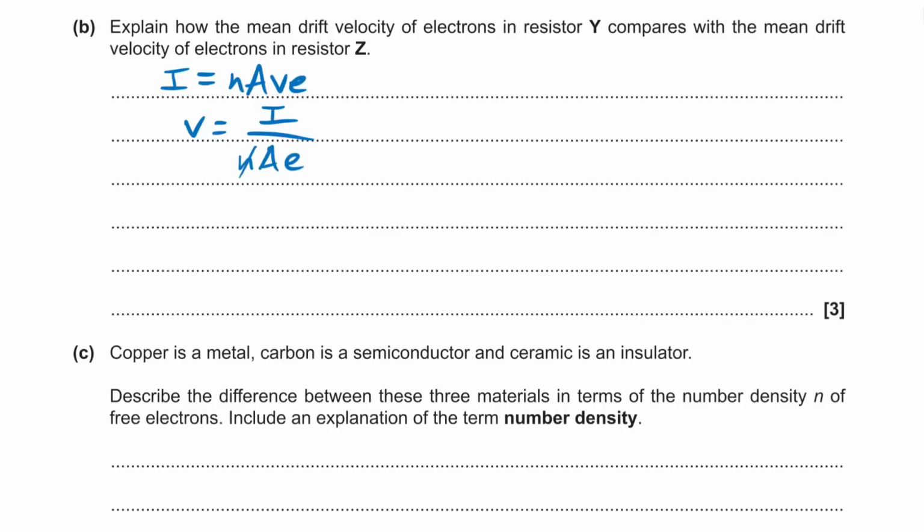n is the same, A is the same because, of course, they're the same resistor, and, of course, the charge of the electron is the same as well. Therefore, we can say that v is proportional to I. The mean drift velocity is proportional to the current.